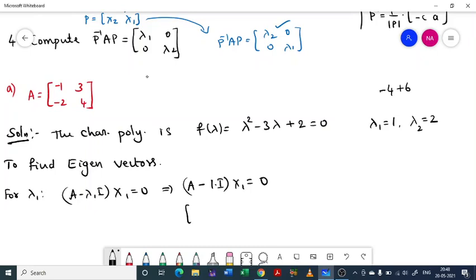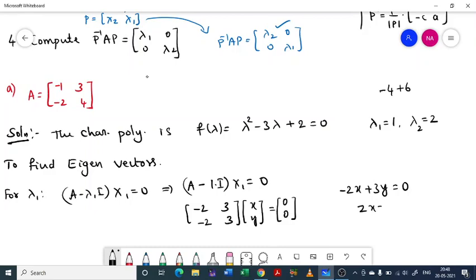So subtracting 1, you will get minus 2, 3, minus 2, 3 into x, y equal to 0, 0. So this gives you minus 2x plus 3y equal to 0. So from this, 2x equal to 3y and x equal to 3 by 2 into y. Now you have to choose a value for y.